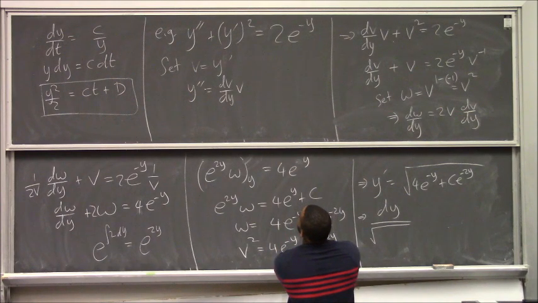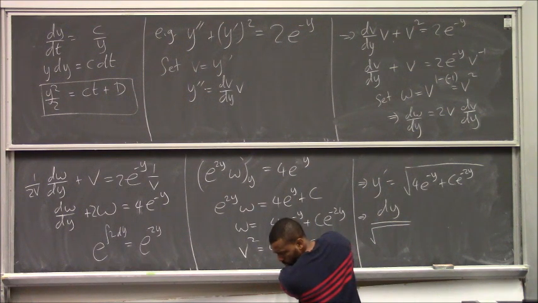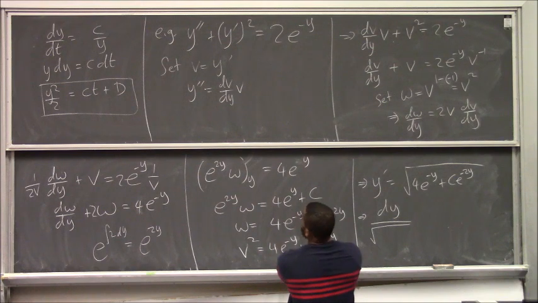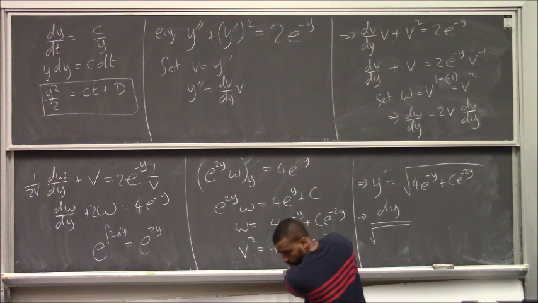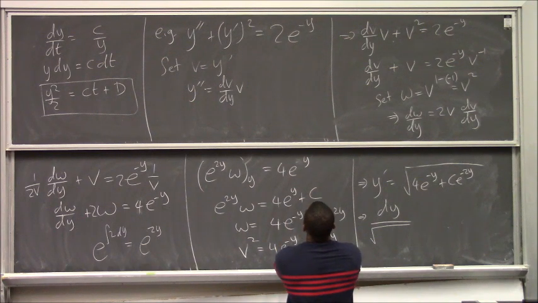Can we start over? Yeah. So we did this. Yeah, y double prime plus y prime squared equals 2e to the minus y. And our v was y prime. Y double prime is going to be dv/dy times dy/dt, which is v. Plug that into that, we would get that.